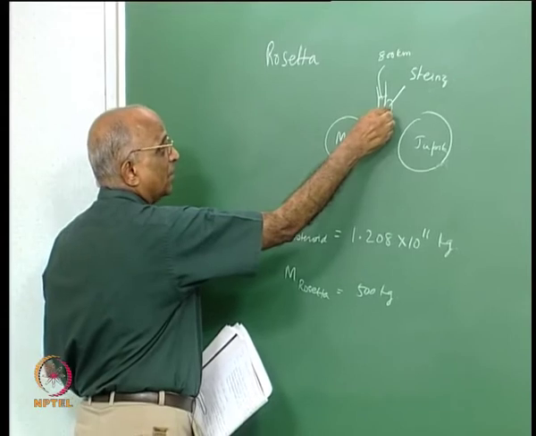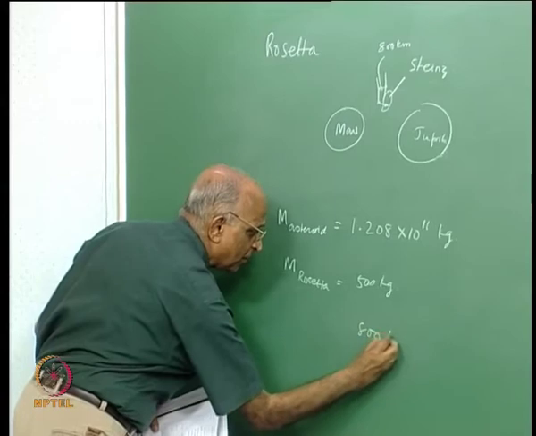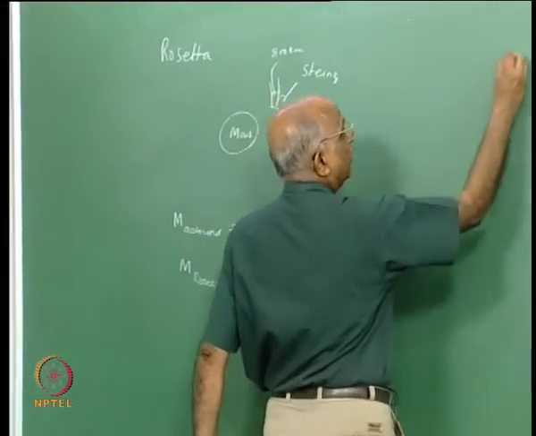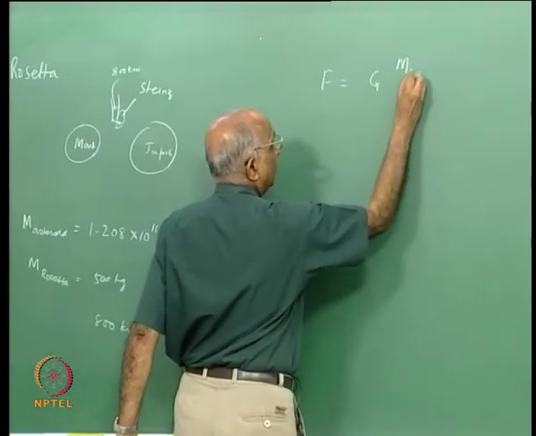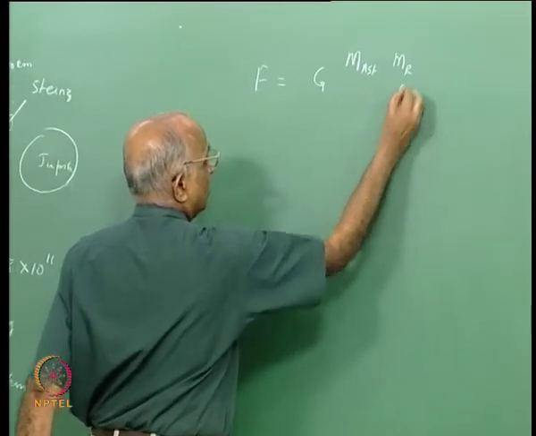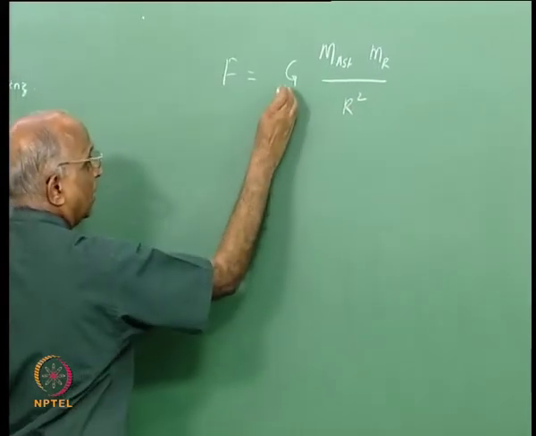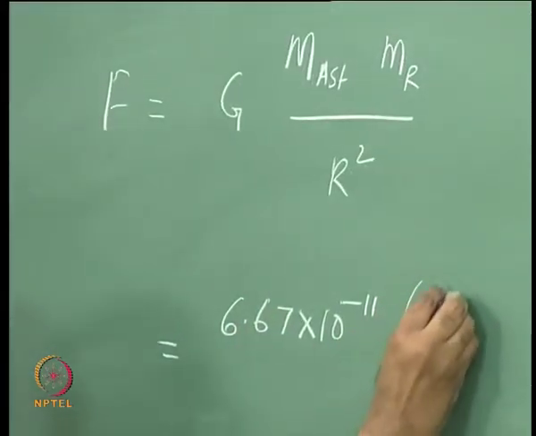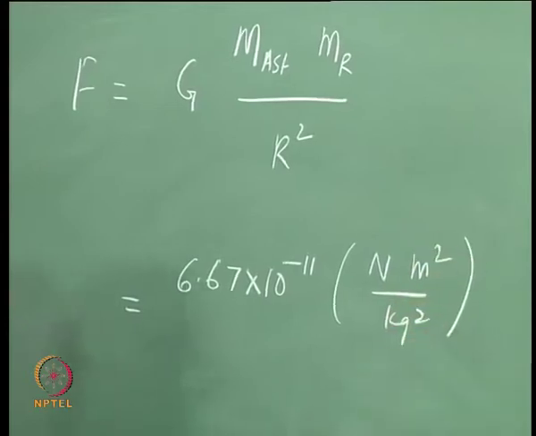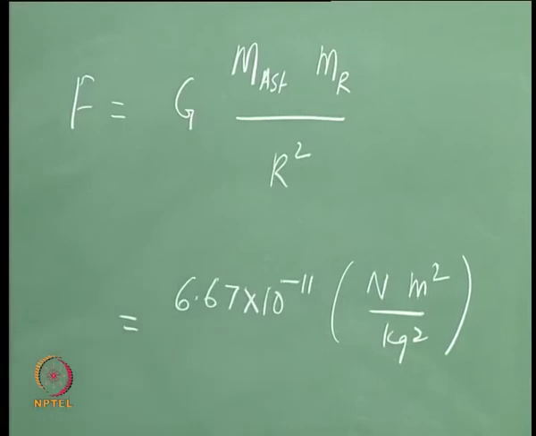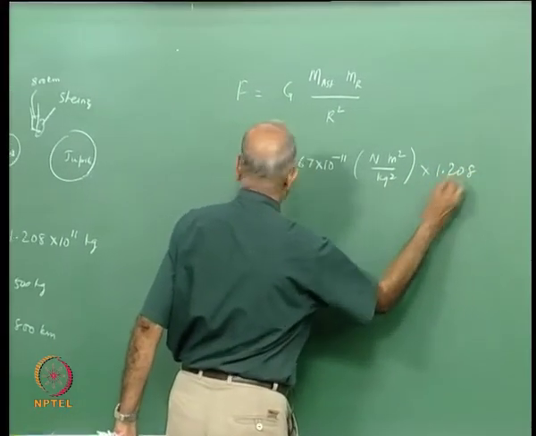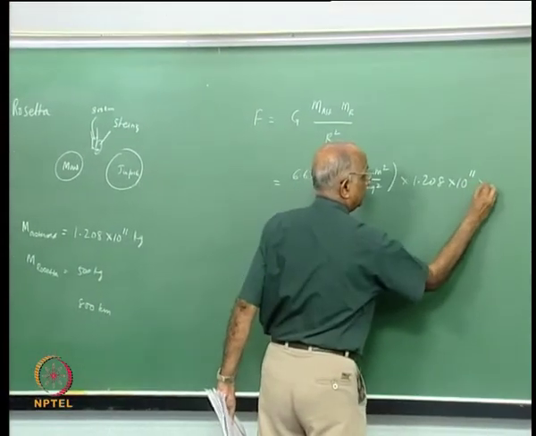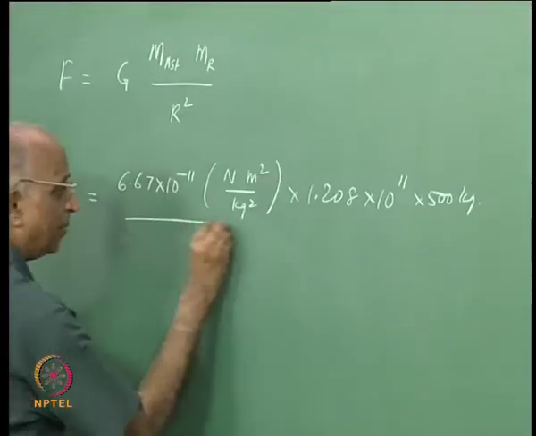The nearest distance between the space capsule and the asteroid is 800 kilometers. Therefore, what is the force which the asteroid exerts or pulls the space capsule? We say F is equal to G, mass of the asteroid, into mass of the space capsule, here Rosetta, divided by r square, which is equal to the gravitational constant 6.67 into 10 to the power minus 11. What is the unit? Newton meter square by kilogram square, into the mass of the asteroid, which is 1.208 into 10 to the power 11, into the mass of the space capsule 500 kg, and this is divided by the distance square.